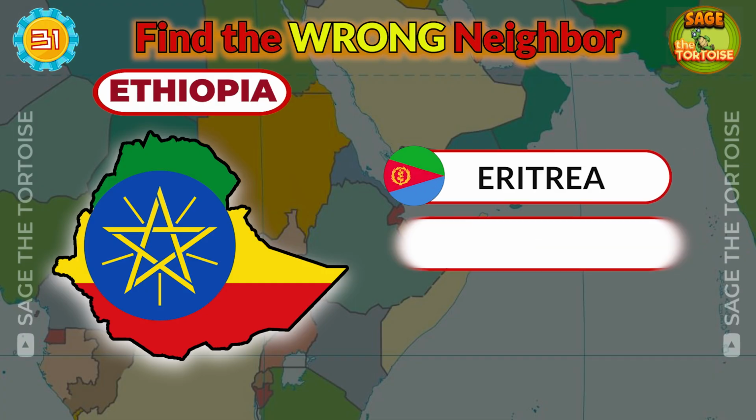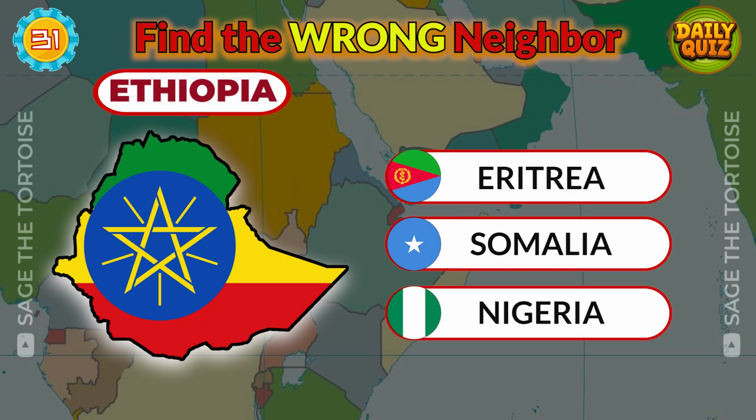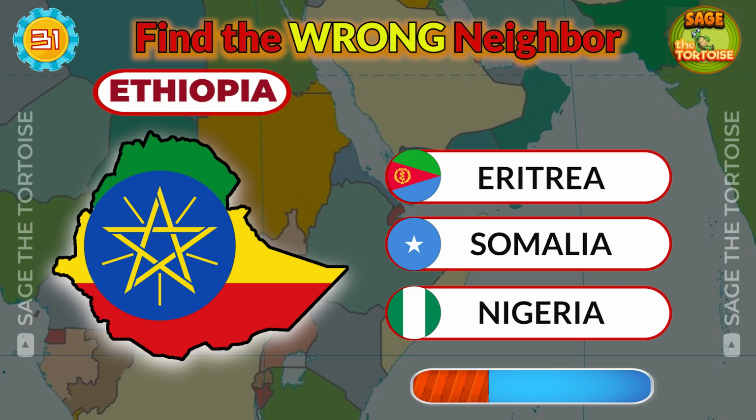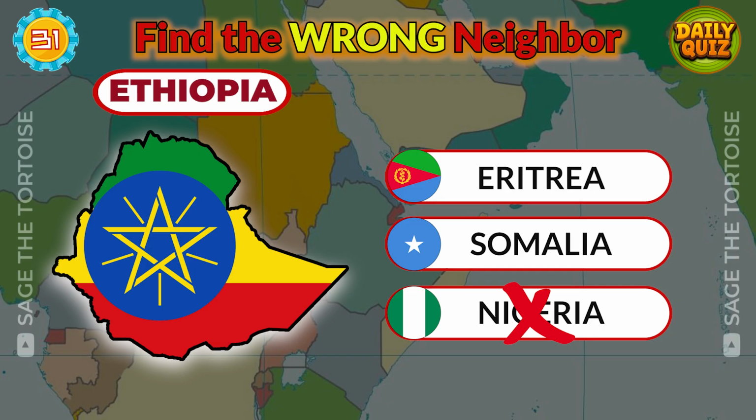Ethiopia borders Eritrea, Somalia, and Nigeria. Which one is wrong? The answer is Nigeria.